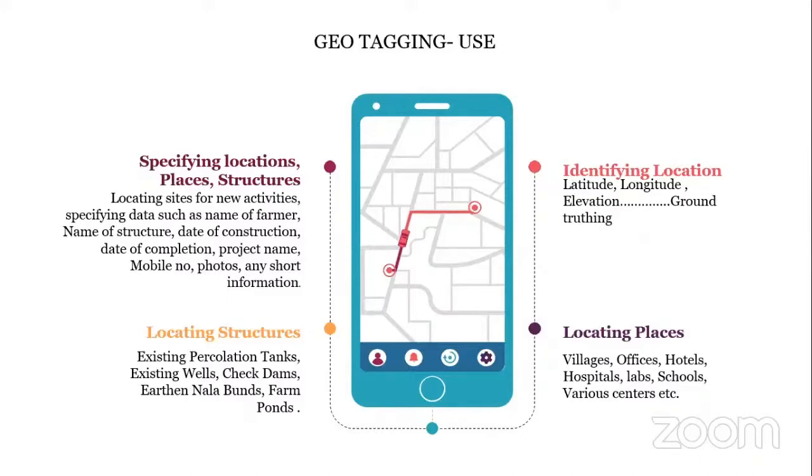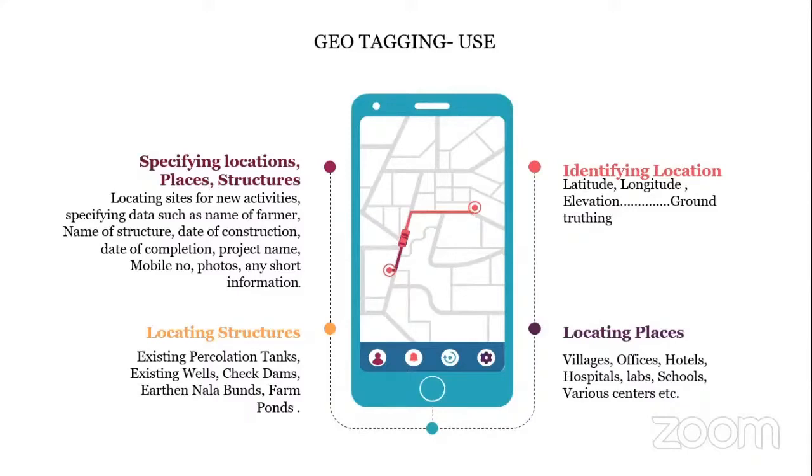We also use it for locating structures. We all know that there are some existing natural resources in the villages. There are existing percolation tanks, existing wells, existing check dams, other nala bunds, farm ponds. So all this GIS and GPS data is used for locating structures also. And then after locating the structures, specifying the locations. This is used for locating sites for new activities, and for specifying data.